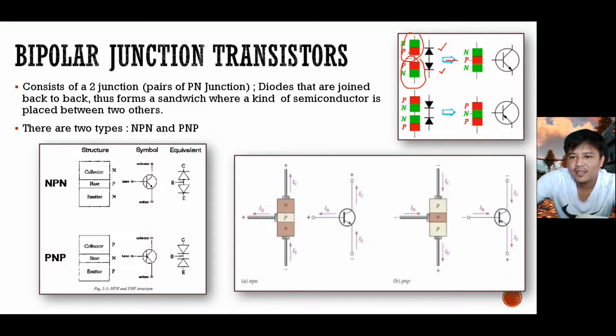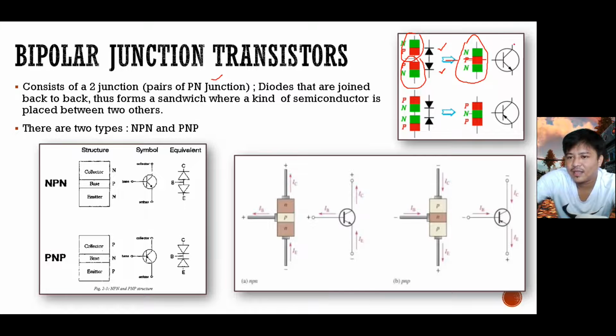Since the middle is common to them, it can be simplified into this image. So basically, that functions as two PN junctions. The first one is the NP and the other one is the PN. So it is still two PN junctions. And its symbol, when NPN, is what it looks like.